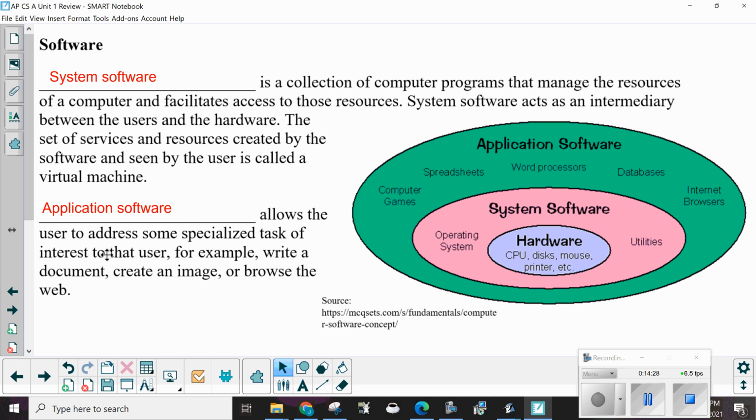Application software allows the user to address some very specialized tasks of interest to the user. For example, writing a document, creating an image, browsing the web, doing calculations in a spreadsheet, playing a game. Those are all applications. And the applications sit on top of the system software, which communicates with the hardware.